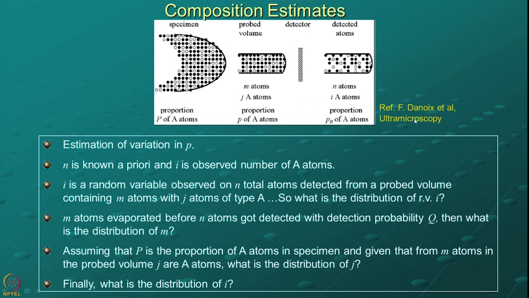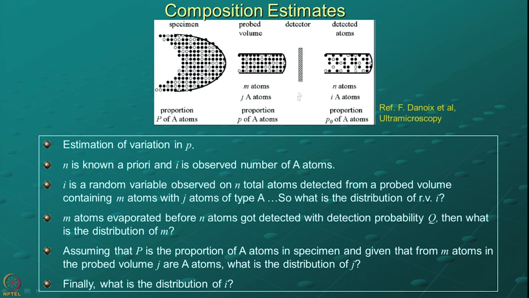You can refer to this paper, where it is very beautifully described that if this is your whole specimen, the probed volume will be a piece of that. So, suppose you are looking for atom A, which is the dark one, and you are looking for proportion P of atoms A; this is your main purpose. What you are getting out is a probed volume, which has a total number of, say, small m atoms, and J are the A type atoms, and the proportion P of A atoms is what you are looking for.